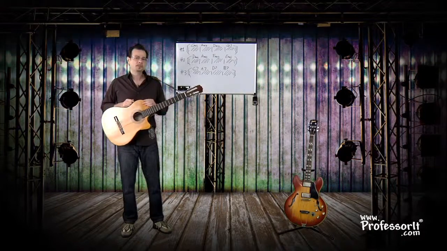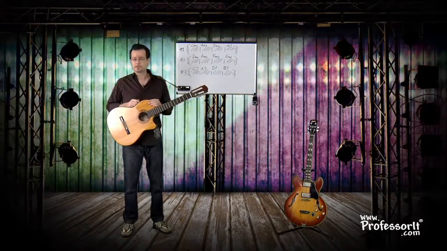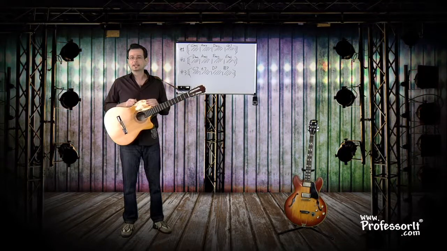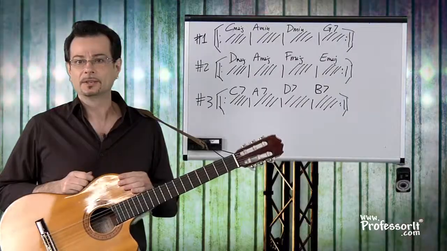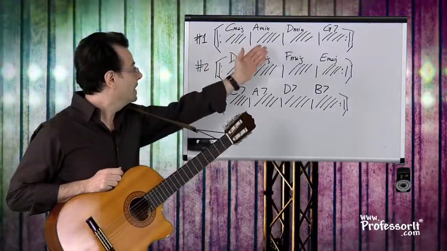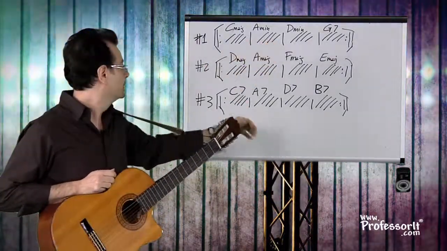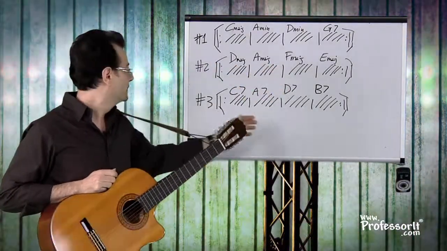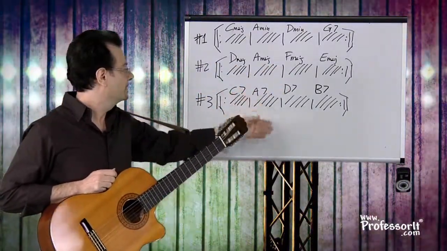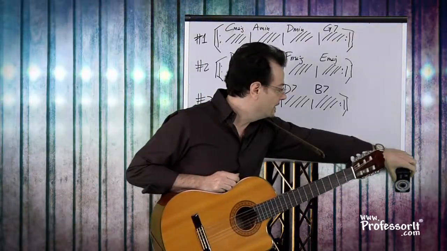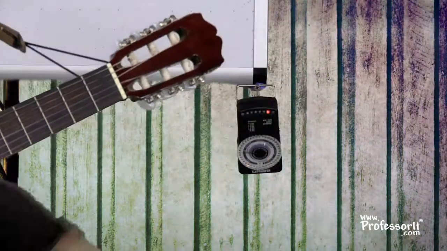But before we proceed to the new subject, we're gonna practice together the progressions we covered in week 1 and week 2. And here they are. C major, A minor, D minor, G7, D major, A major, F major, E major, C7, A7, D7, B7. So I'm gonna put my metronome on and you guys gonna practice with me, okay?